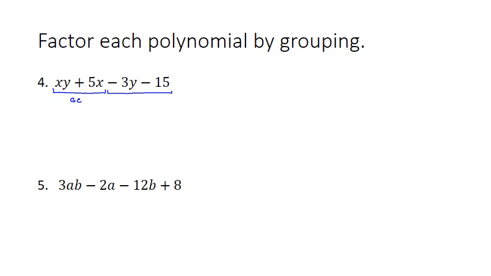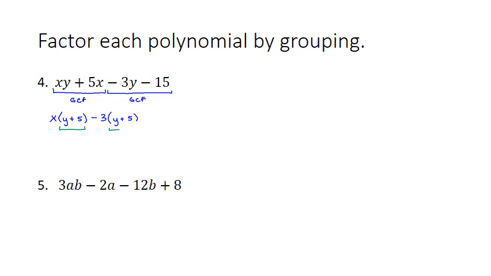What I would do is factor out the GCF of both pairs separately. If you look at just the xy plus the 5x, you can see that both of those terms share an x in common, and that means you have a y plus 5 left over. On the second pair, negative 3y minus 15, they both share not only a 3, but also a negative you can factor out. So if you take a negative 3 out of both of these terms, you have the y plus 5, and that's not a coincidence.